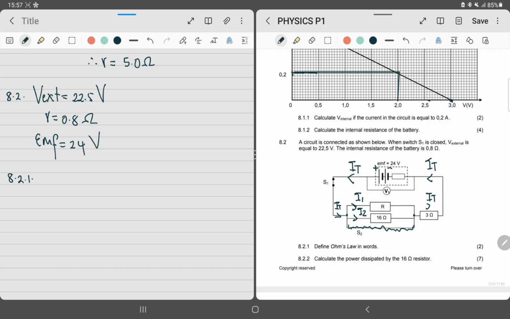8.2.1. Define Ohm's law in words. The current flowing through a conductor is directly proportional to the potential difference across its ends, provided that the temperature remains constant.